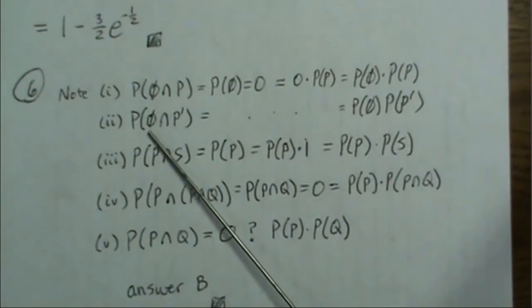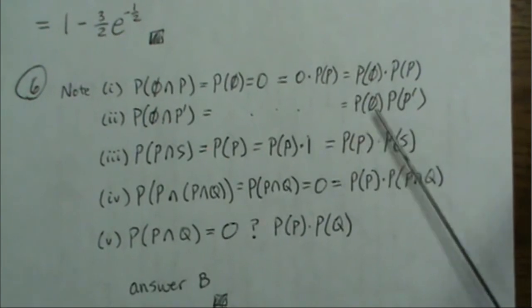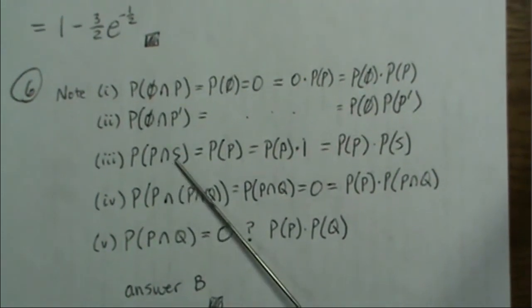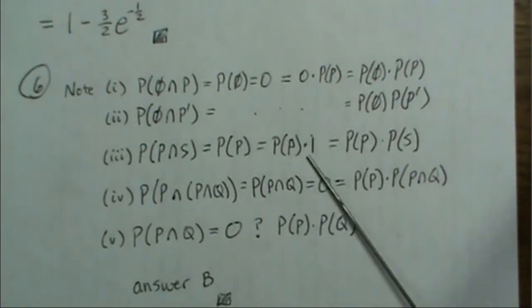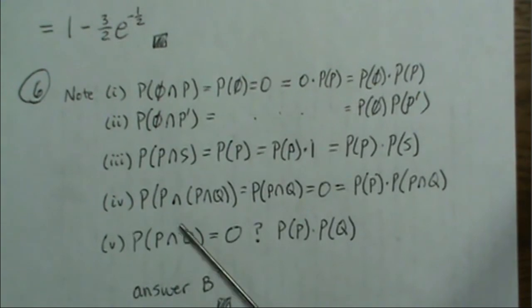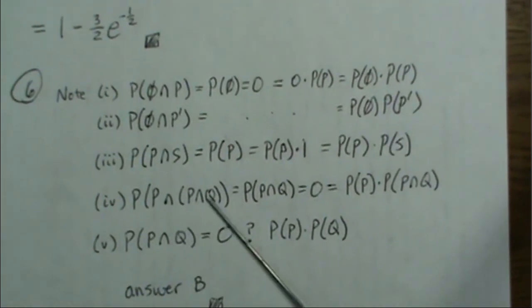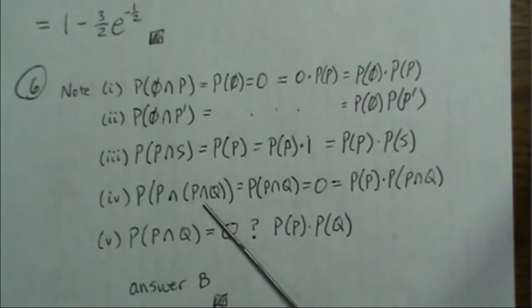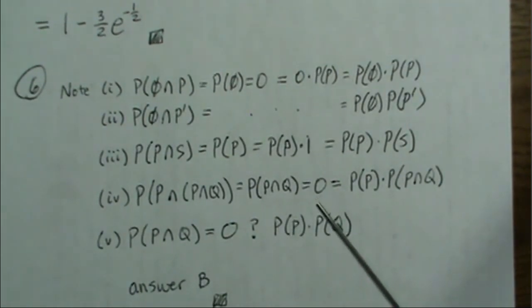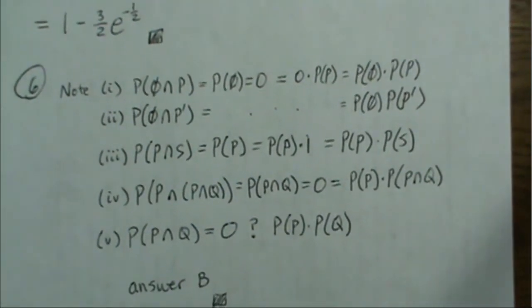And we can do something very similar for the probability of the null set intersect P complement. It can be rewritten as the product of their individuals. So that's independent. The probability that P intersect S, well, S is the whole sample space, so we just get P back. P times 1 is still P, because the probability of the whole sample space is 1. So these can be rewritten as the product. Now here we have the probability of P intersect Q. Well, this is a smaller set than this, so their intersection, we just get this back. But they said those were disjoint, which is 0. If this is 0 right here, then we could take it times anything and it's still 0. That shows that those two events are independent.